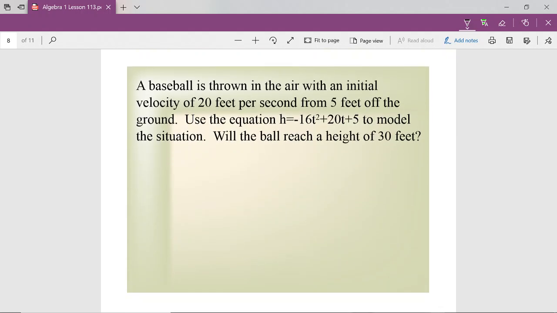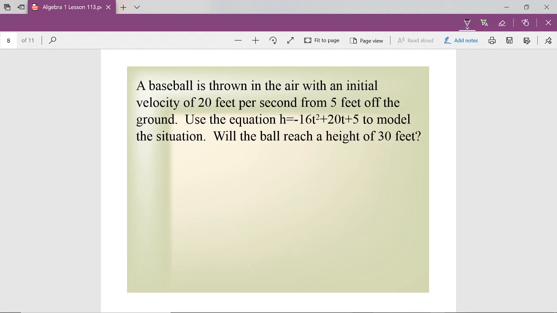Now, this can actually come into play with real-life situations. You'll see things like this, and you can use the discriminant to actually solve this. So it says a baseball is thrown in the air with an initial velocity of 20 feet per second from 5 feet off the ground. Use the equation h equals negative 16t squared plus 20t plus 5 to model the situation. Will the ball reach a height of 30 feet?